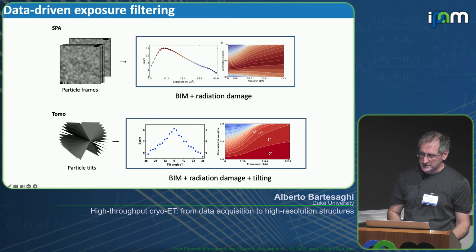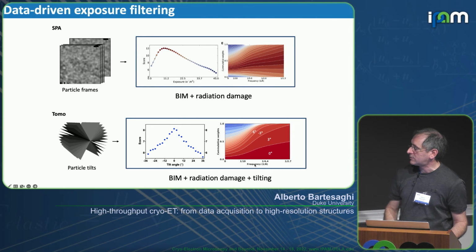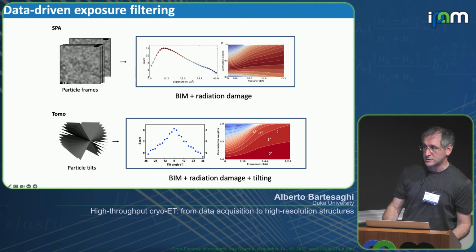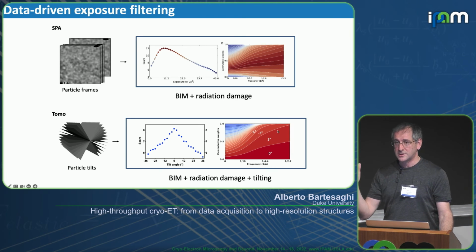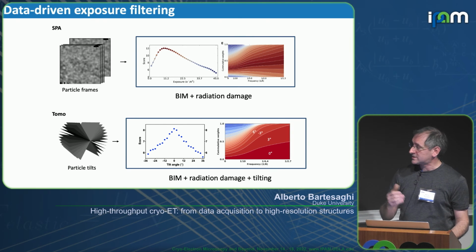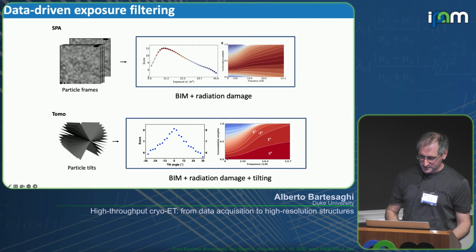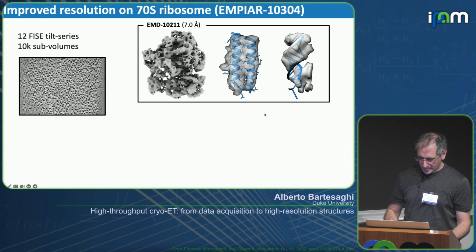So this is one example for one structure where you can see that most of the high resolution structure information only comes from the first two tilts, right? So the 0 tilt and then +3 degrees. Everything else is still very useful, but not for the purpose of high resolution. Okay, so these are some examples.